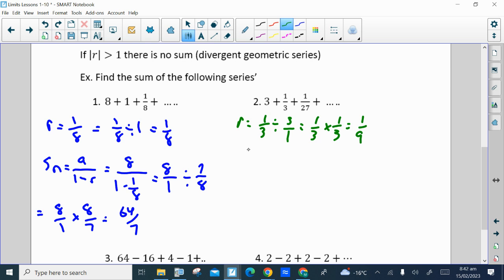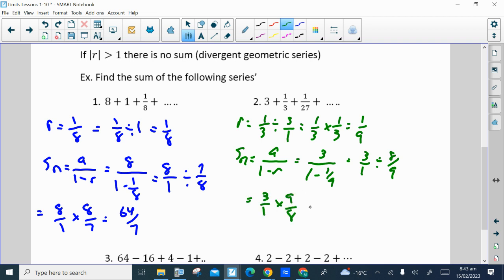And we can find out what that sum is by using the formula. And again, the formula is a, the first term, over 1 minus r, the common ratio. In this case, the first term is 3 over 1 minus 1/9. So it's 3 over 1 divided by 8 over 9, because the 1 would be 9 over 9 minus 1 over 9 is 8 over 9. And that'll be 3 over 1 times 9 over 8, which is 27 over 8. So there's that sum.